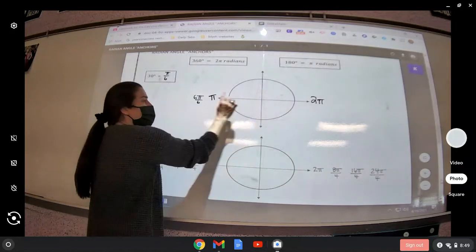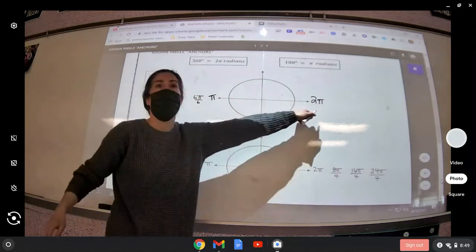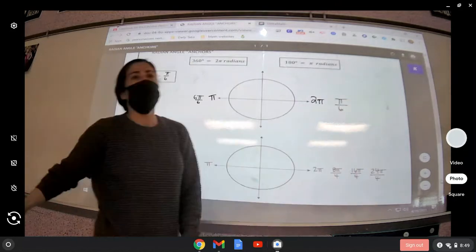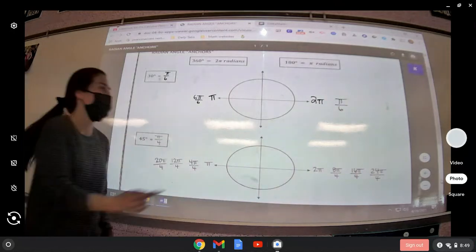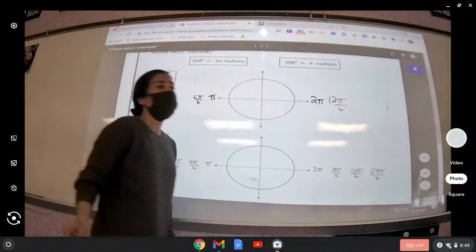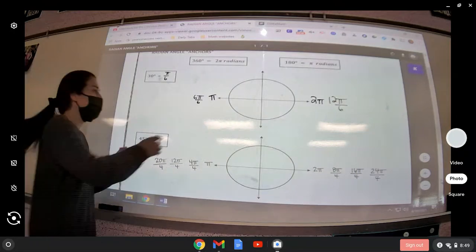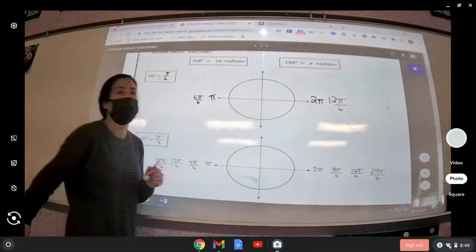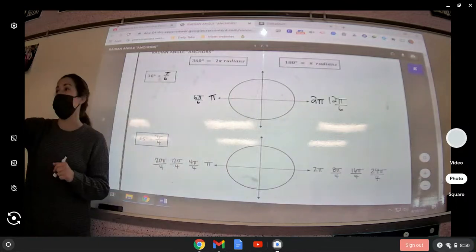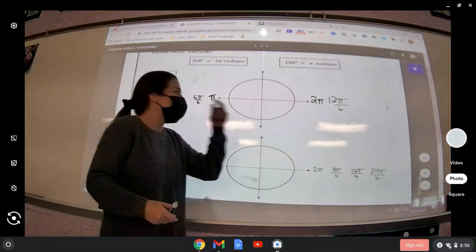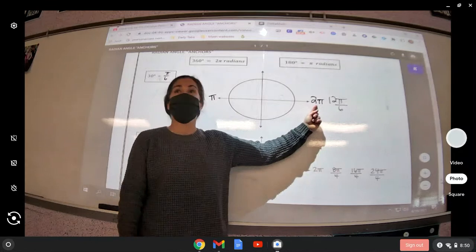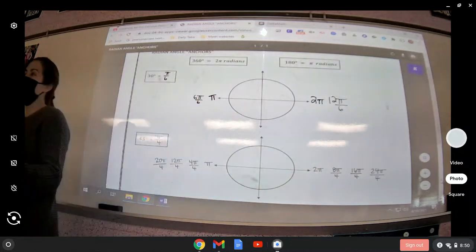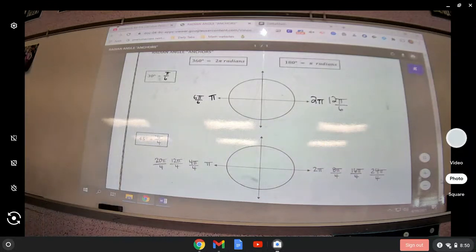So if I go another 6 pi over 6 all the way around, how many pi's over 6 make 2 pi? 12. You would need 12 pi's over 6 to get all the way around, right? If this took 6, 6 more, 6 plus 6, you got 12. So when you're asked, what's the reference angle to 11 pi's over 6? Well, if this is where 12 pi's over 6 live, guess where 11 live? In the quadrant right before it. If you're asked, what's the reference angle to 13 pi's over 6?